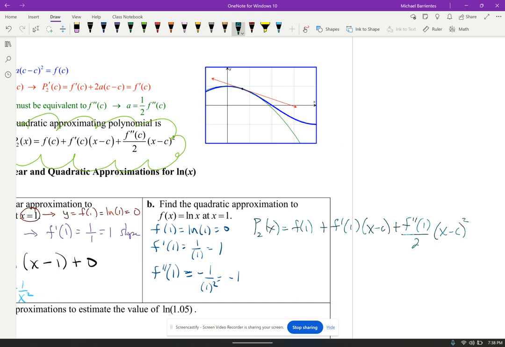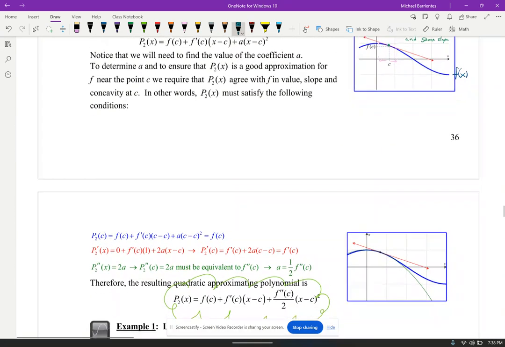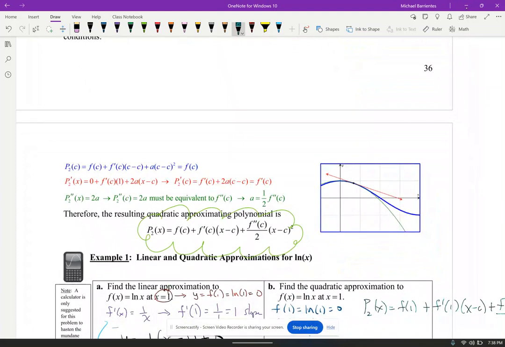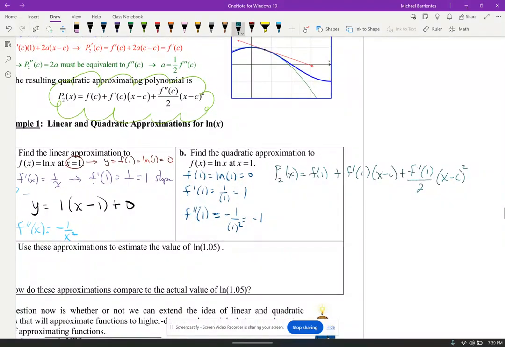Now, I do want to acknowledge that I'm using this formula without proving it. You can look at the proof and how we got there by reading this part and following the colored, or in your case, non-colored lines here for P2 of c and P prime and all that stuff. But I'm accepting the fact that this formula here is a way for us to find a better approximation, and that would be a quadratic approximation. So f of 1, we already found that, that's 0, plus f prime of 1, that is 1 times x minus c, plus f double prime of 1, that's negative 1, and then we're going to put it over 2 times x minus 1 squared.